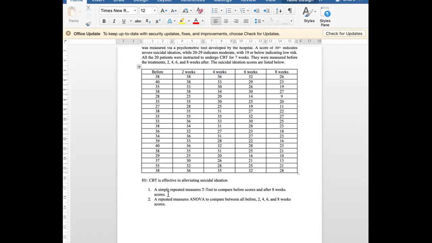I am going to help you understand how to do a repeated measures t-test. In this repeated measures t-test, I'll be comparing this before and 8 weeks.